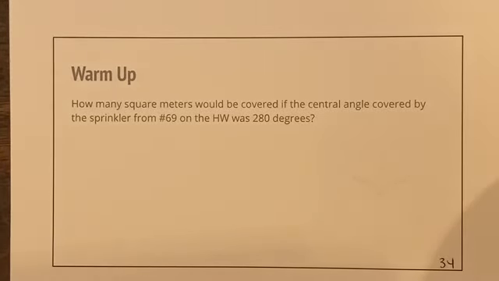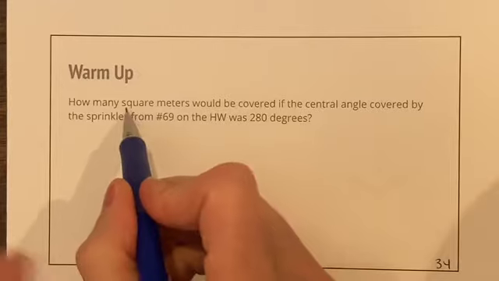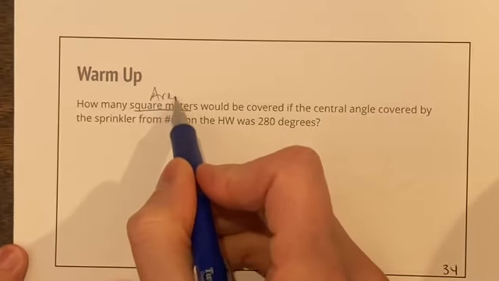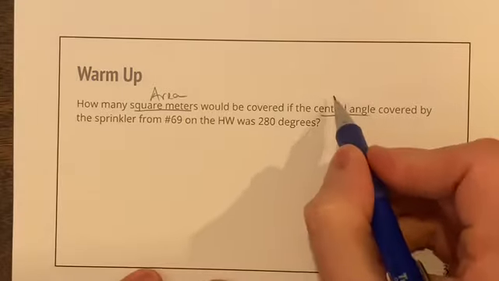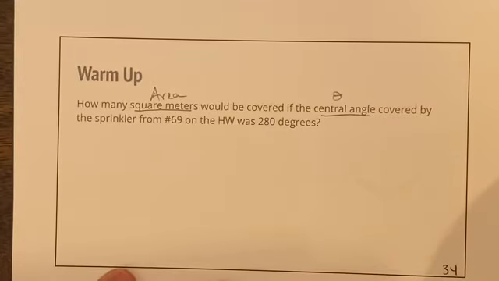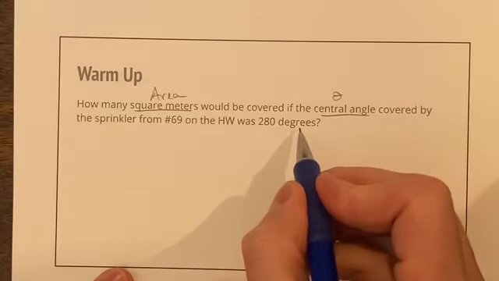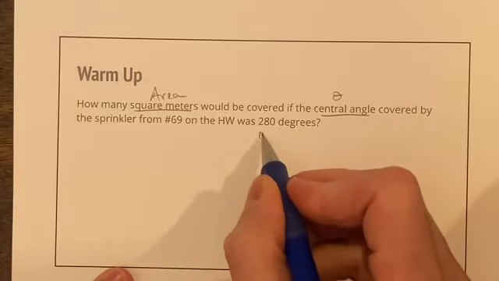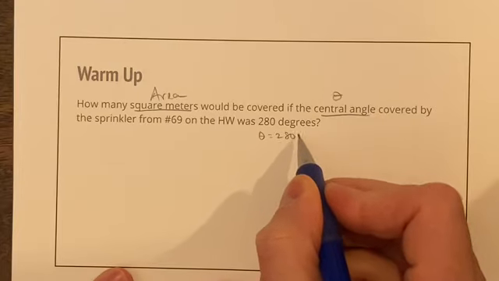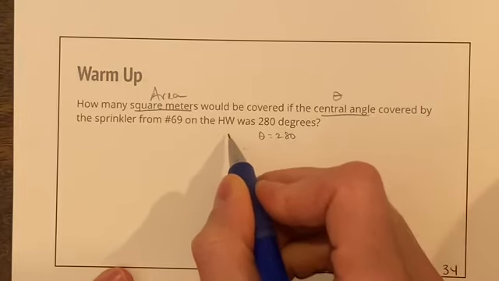The question says, how many square meters, talking about square meters, so already we know that we're talking about area. How many square meters would be covered if the central angle is theta, covered by the sprinkler from number 69 on the homework, if it was 280 degrees? So if the central angle was 280 degrees, this is our given information.